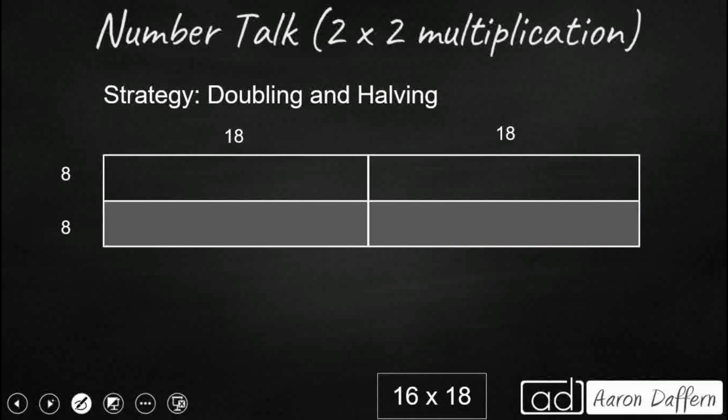You can also double and halve the other way since both factors are even. So instead of taking our 18 and cutting in half, let's take our 18 and let's double it. So we're going to double our 18. That's going to be 36. That's why I've got two of them. And we are going to take our 16, and instead of doubling it, we're going to cut it in half. So that's why I've got my 8.